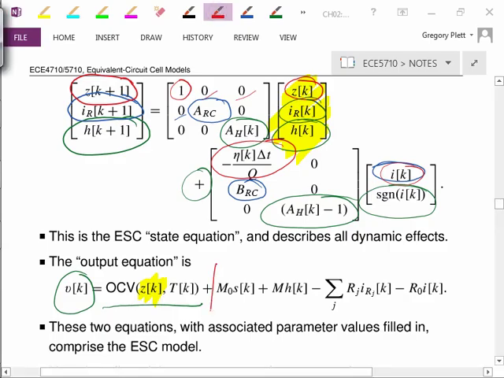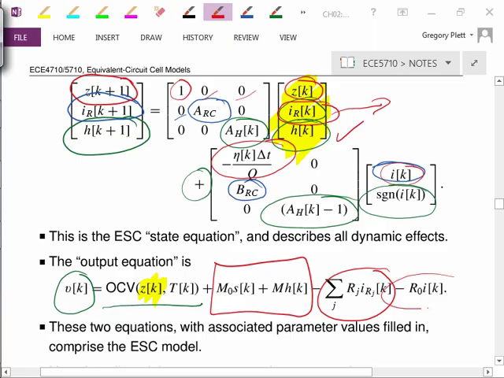The hysteresis voltage, like we saw, is M0 times the instantaneous hysteresis, s_k, plus M times h_k, where h_k, again, is from that state vector, the last component, minus the voltage drops over all of the resistors in the resistor-capacitor network, so minus the sum of R_j times I_Rj, where the I_Rj are the components of that vector, and then finally minus cell current i times R0. So these two equations together with associated parameter values filled in give us what I call the ESC, Enhanced Self-Correcting Model.